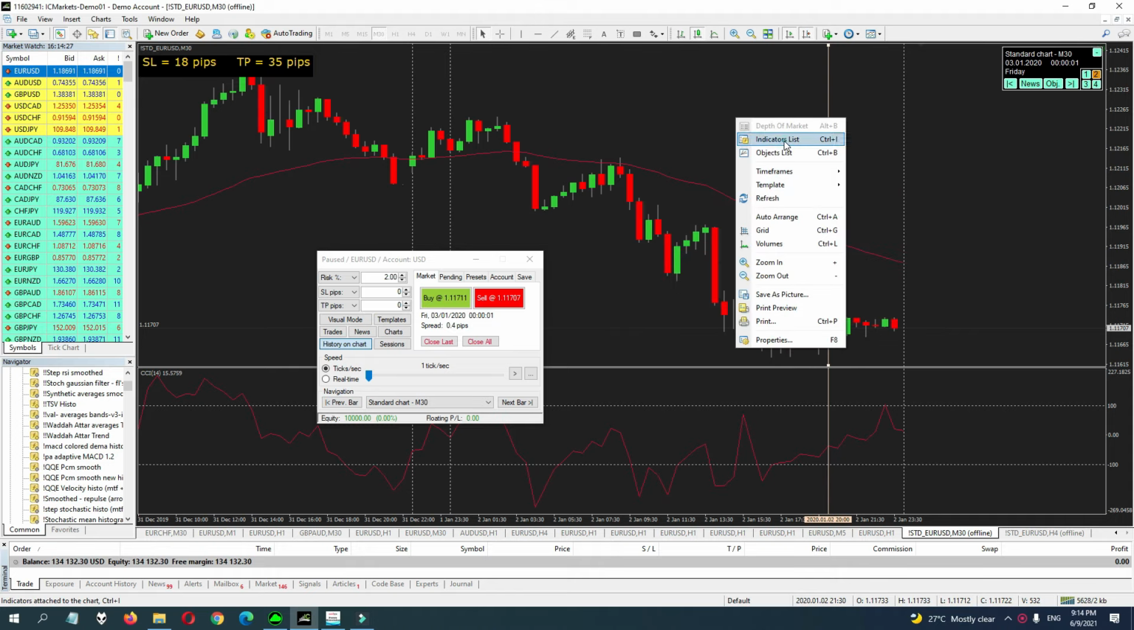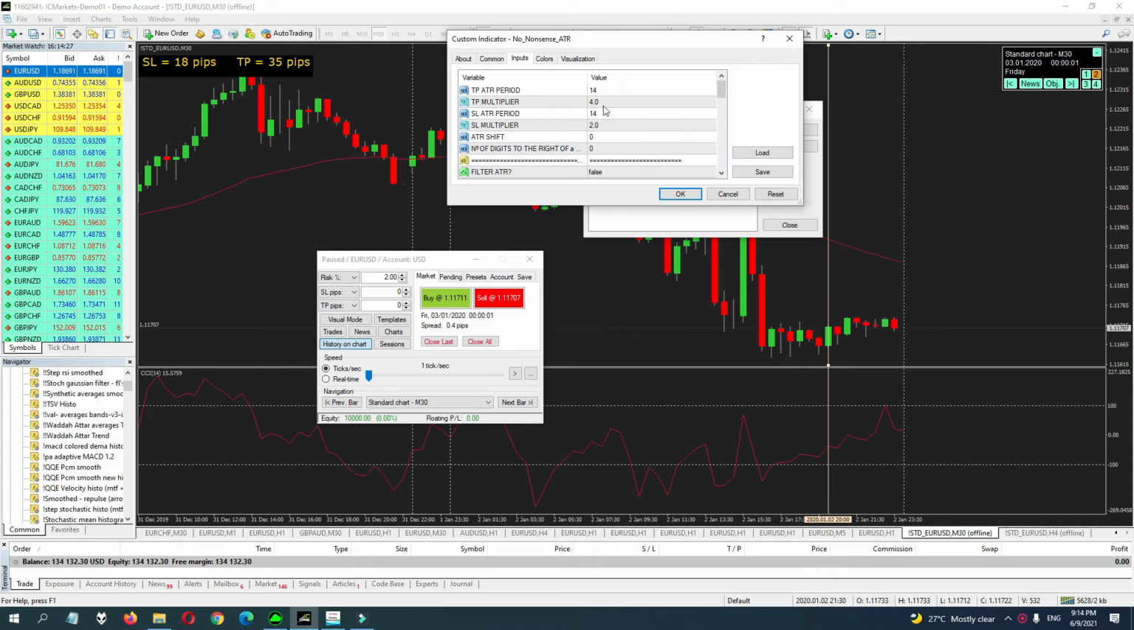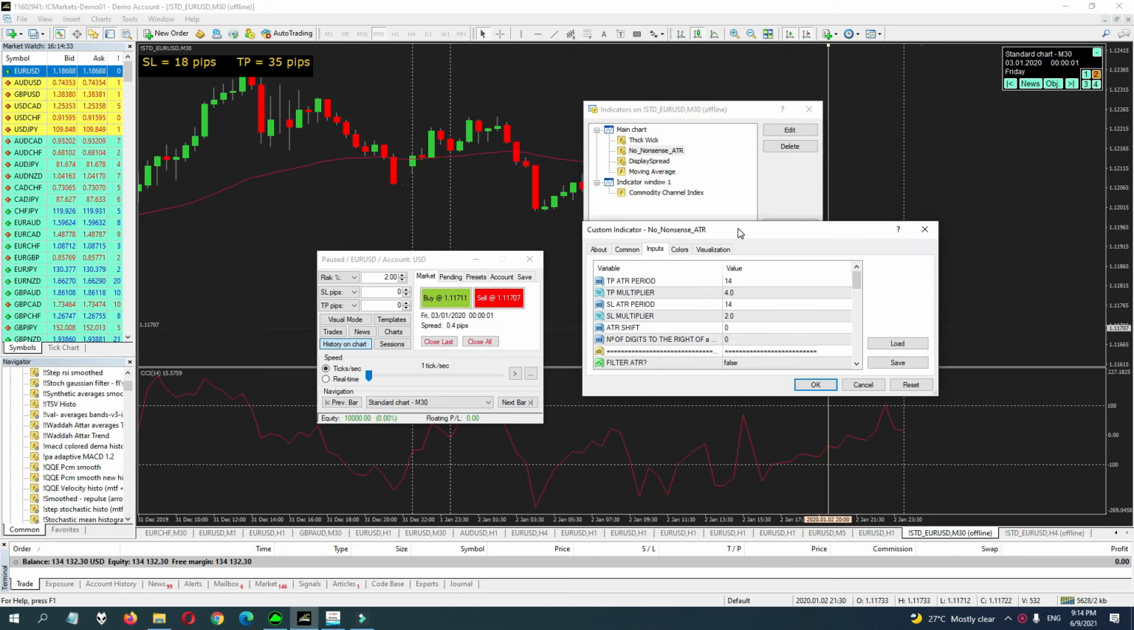And then you need an ATR indicator. I use this No Nonsense ATR. If you're using TradingView, you can use other ATR indicators. You set your stop loss to 2 times ATR, and your TP is 4 times ATR.